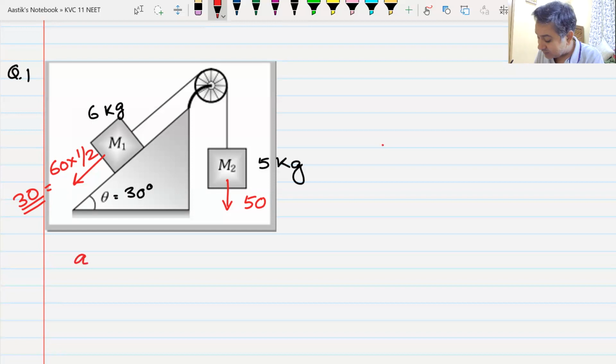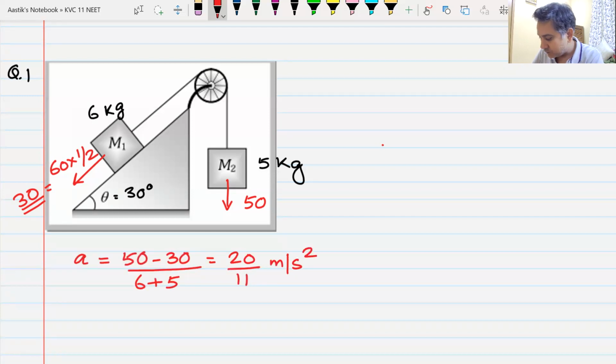So what will be the acceleration of this block? 50 minus 30 divided by 6 plus 5. So the answer is 20 by 11. Do we understand this, how this is done? Yes or no? Anyone understands this?